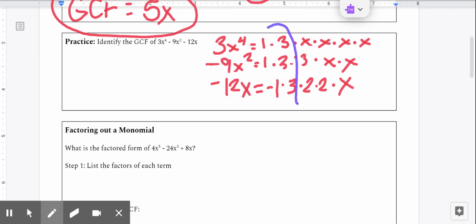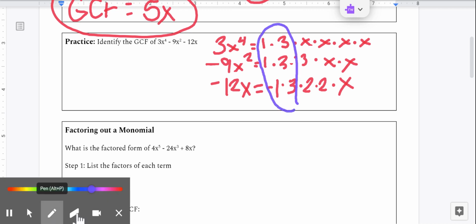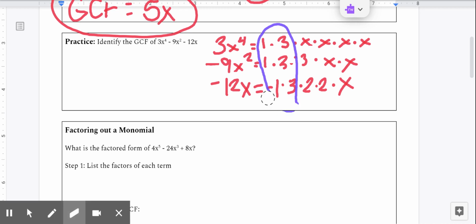All right, so now when we go through and look for the greatest common factor, they all have that 3, right? And I really shouldn't have even circled those ones because you can see that one of them is negative, so those really aren't quite the same thing here.